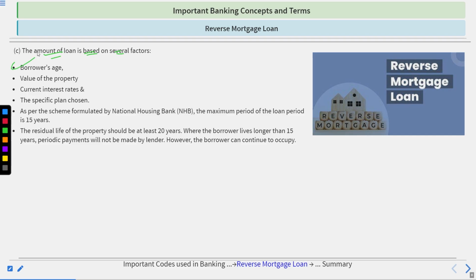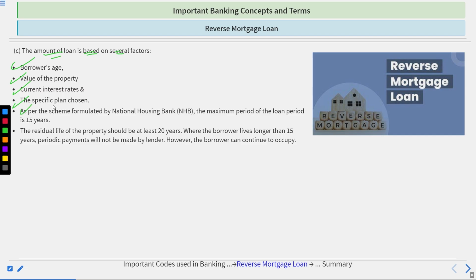First, the borrower's age. He must be 60 or above. Value of the property. As per the value of the property, the amount to be given by the bank would be decided. Current interest rates. Like what is the current interest rate? So that could also be included in the lump sum amount. The specific plan chosen. Like the time period the person chooses for the reverse mortgage loan.